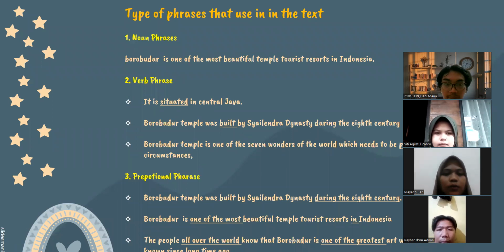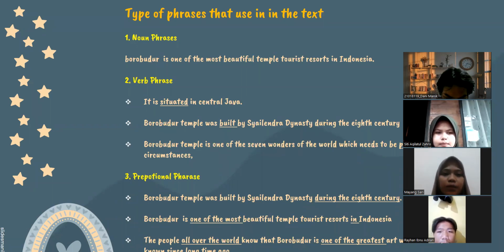So we found 5 types of phrase used in the text. The first one is noun phrase. The example from the text is: Borobudur is one of the most beautiful temple tourist resorts in Indonesia. In this sentence, Borobudur is a noun phrase.